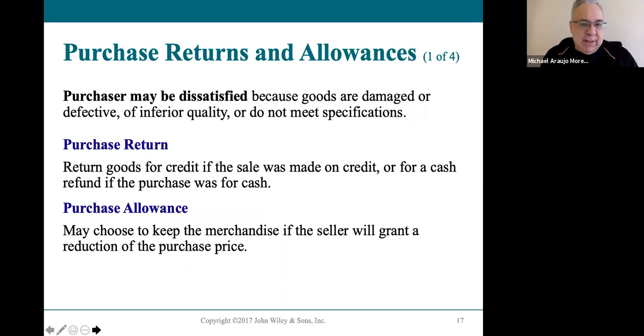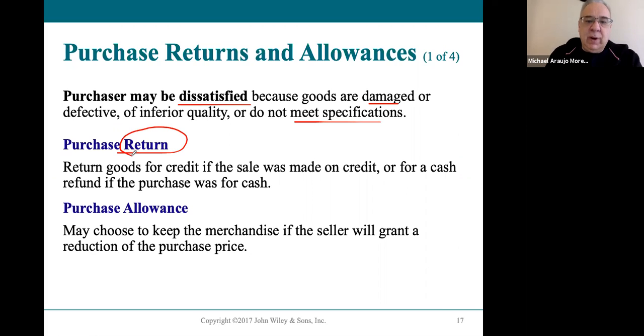You've all gotten boxes in the mail, I'm sure, from Amazon or other places, where you've opened it up and it's not exactly what you wanted. You might be disappointed in some way, shape, or form. Maybe the goods are damaged or don't meet your expectations or are inferior quality or even defective. This happens in business-to-business transactions as well. The most common thing that they do is they simply put it back in the box and ship it back. So that's a return of inventory.